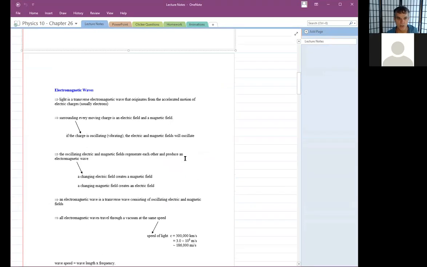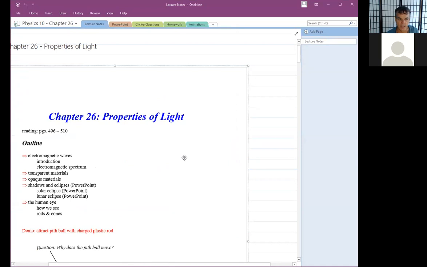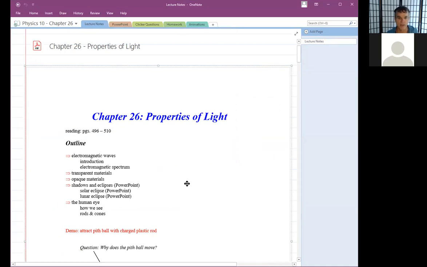So chapter 26 is all about properties of light. And according to Einstein, light is basically the coolest thing in the universe. And I would have to agree, light is pretty amazing. So what we're going to do in this chapter, why is that giving me this? Let's use red.